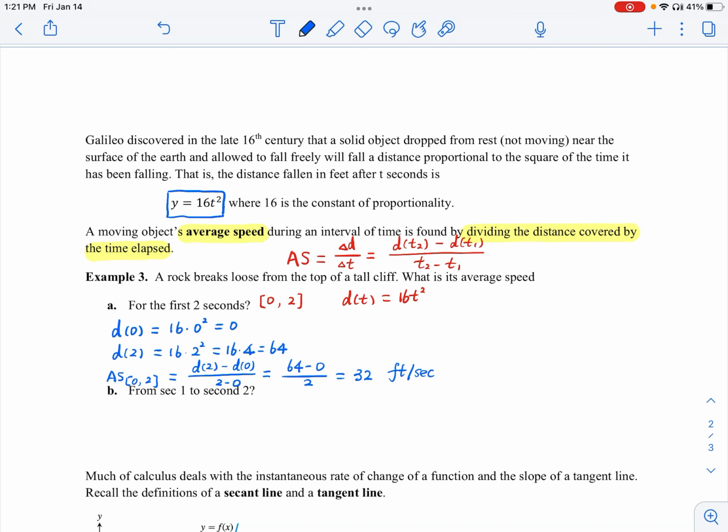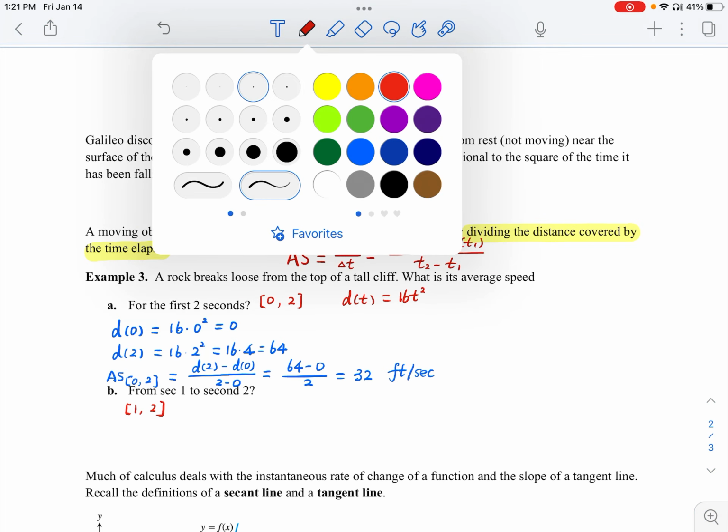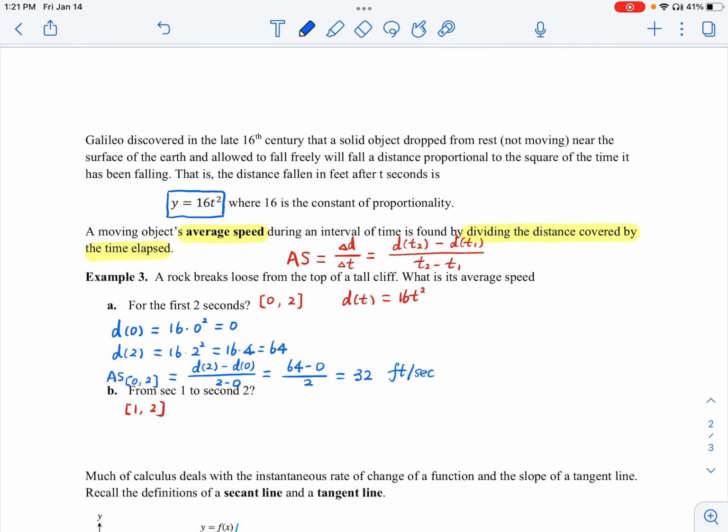Part B, from second 1 to second 2. In this case, our time interval is 1 to 2. So we need to calculate the distance at time 1, which is the first second. D1 is 16 times 1 squared equal to 16. And D2 is 16 times 2 squared, we get 64. We calculated that in the previous example.